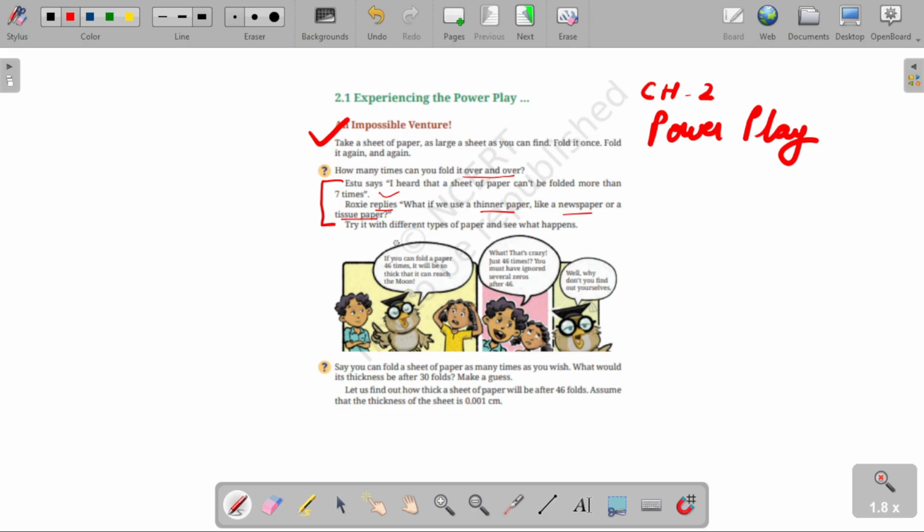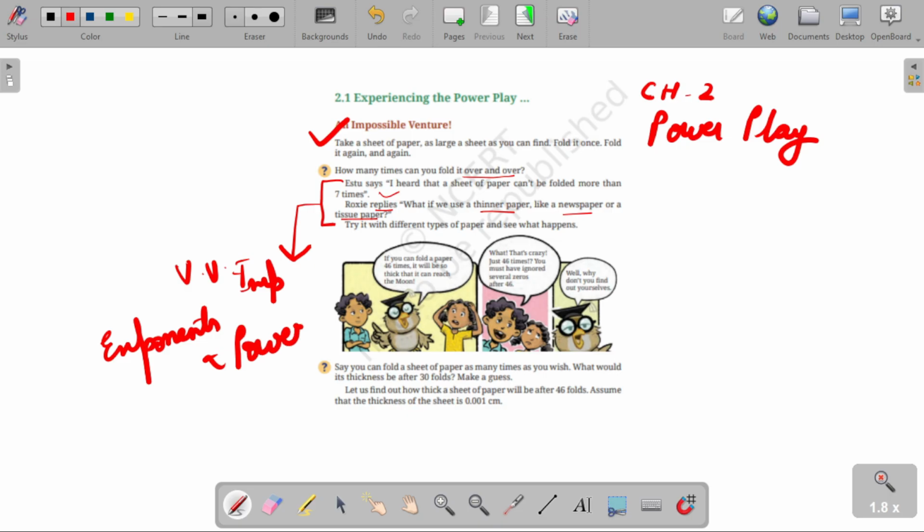They don't know this conversation was leading them to a very, very important topic of mathematics, that is exponents and powers. Curious to know about this? Let's discuss this activity. So, you can fold a sheet of paper as many times as you wish. So, what would its thickness be after 30 folds?